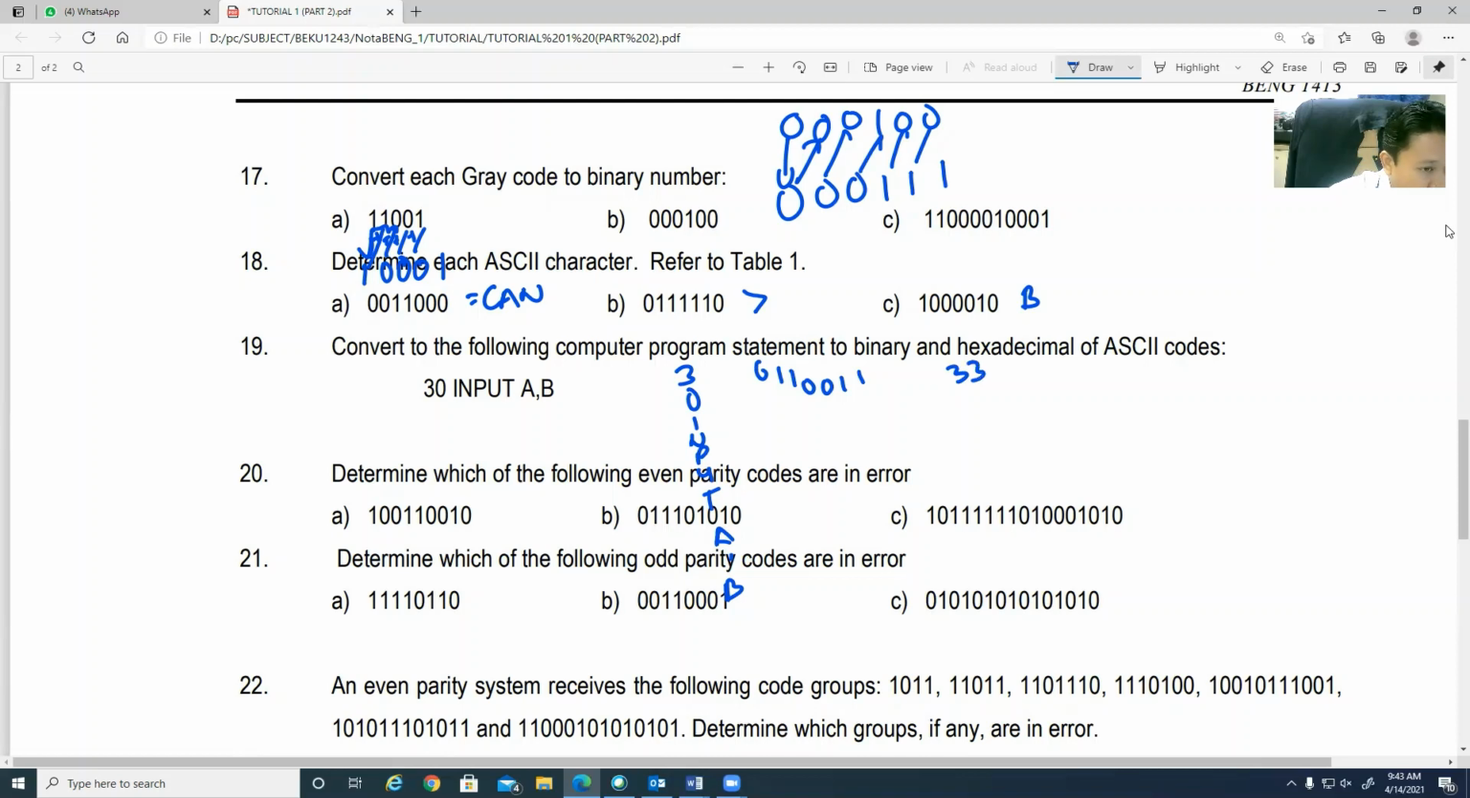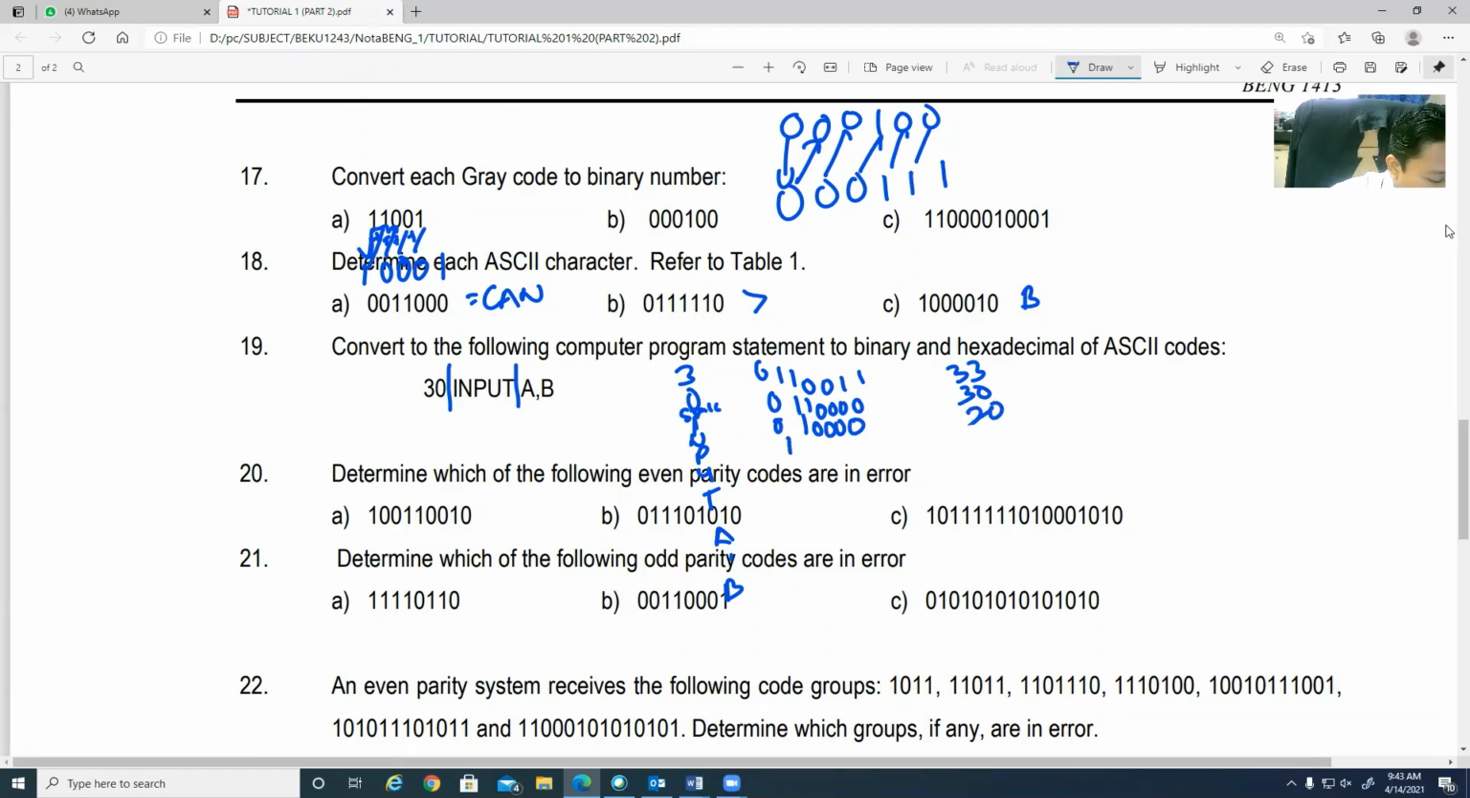And then for example 0, 0, 1, 1, 0, 0, 0, 0. Then this one will be 30. For example, input I will be, we have the space. Actually we have another one here, this one we can put the space, don't forget, because this one actually we have the space, and also we have the space here. The space value is 0, 1, 0, 0, 0, 0, 0, and the hex is 20.